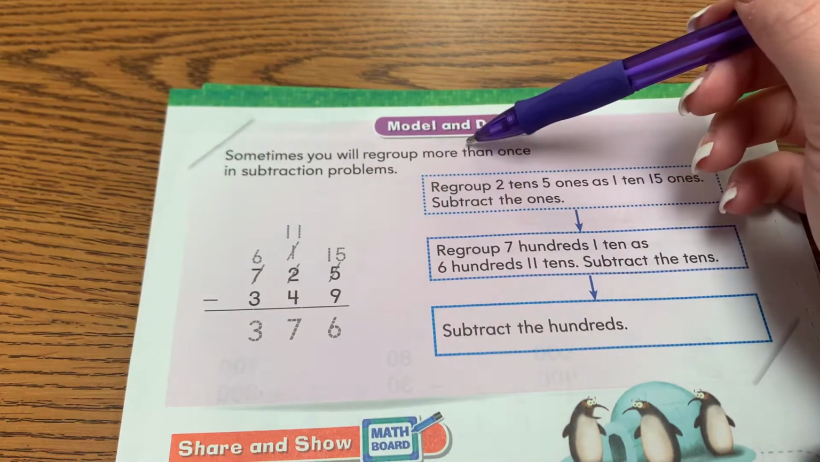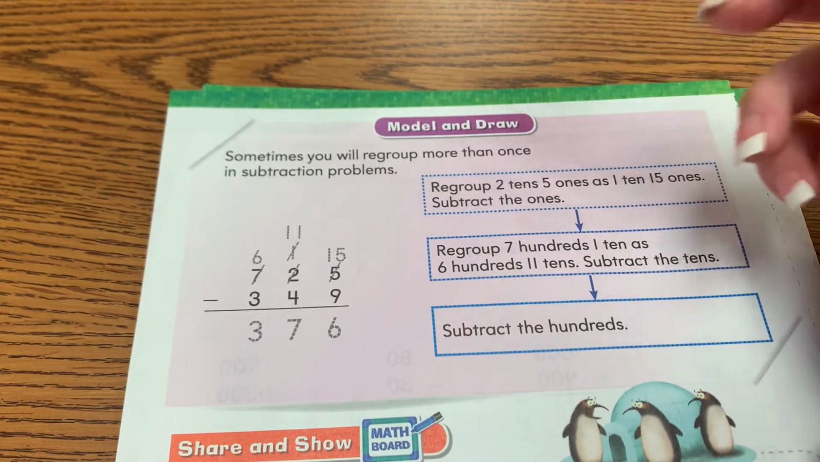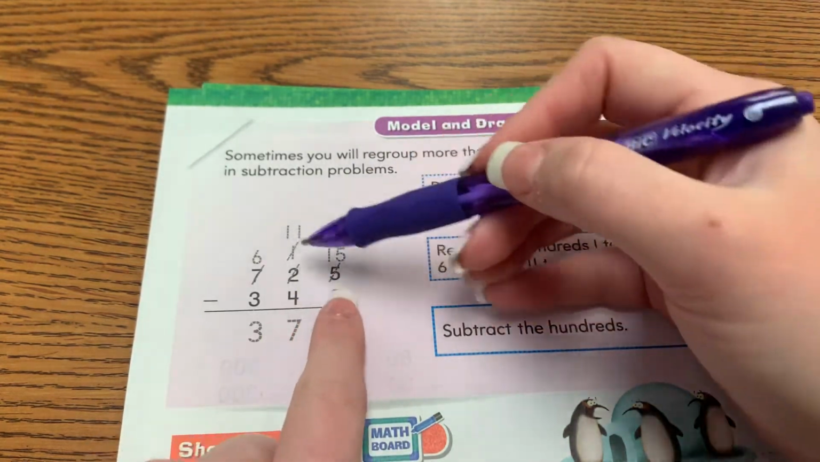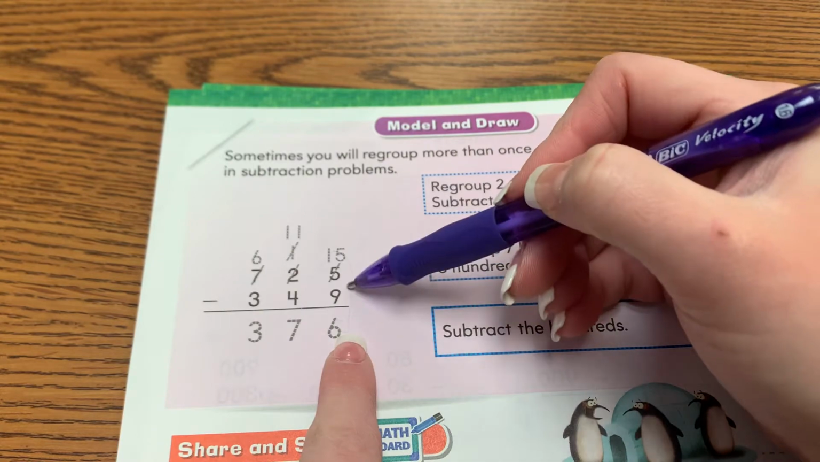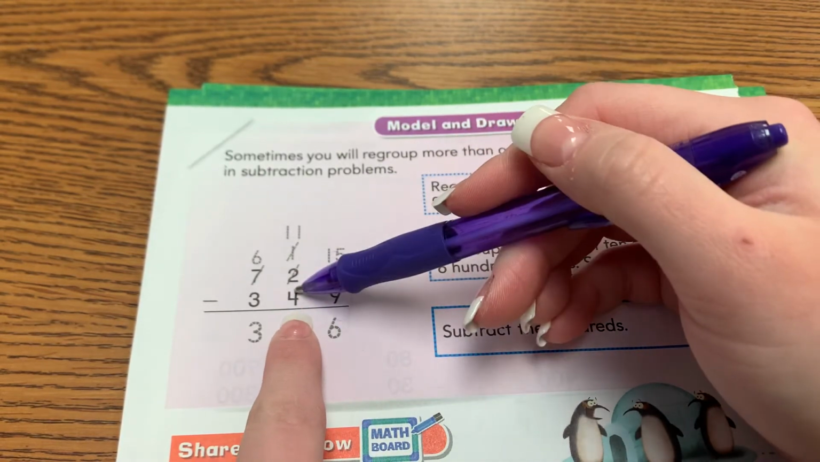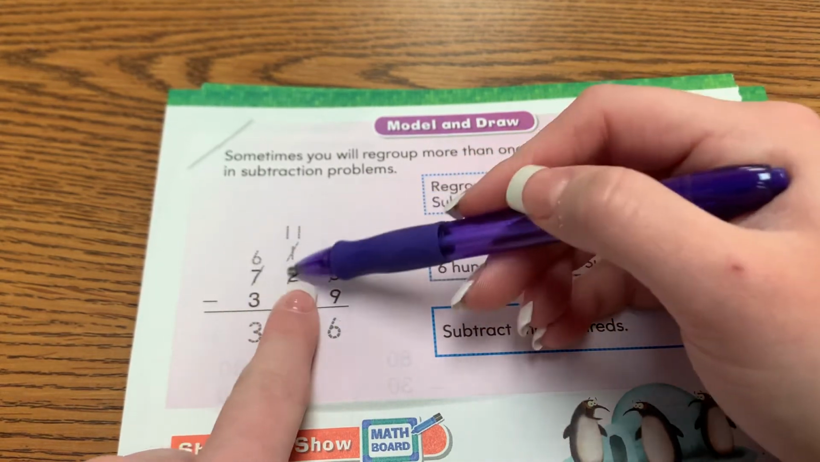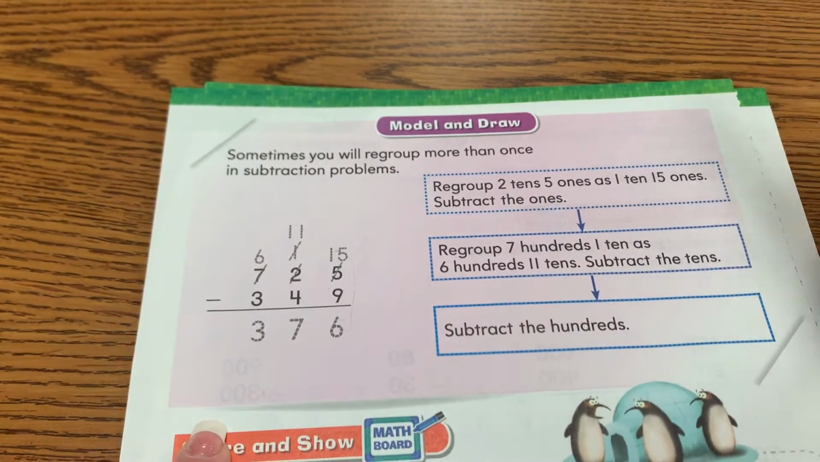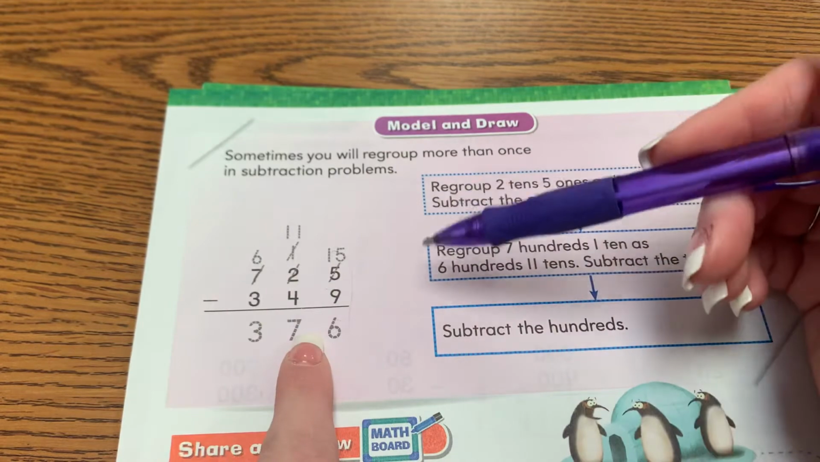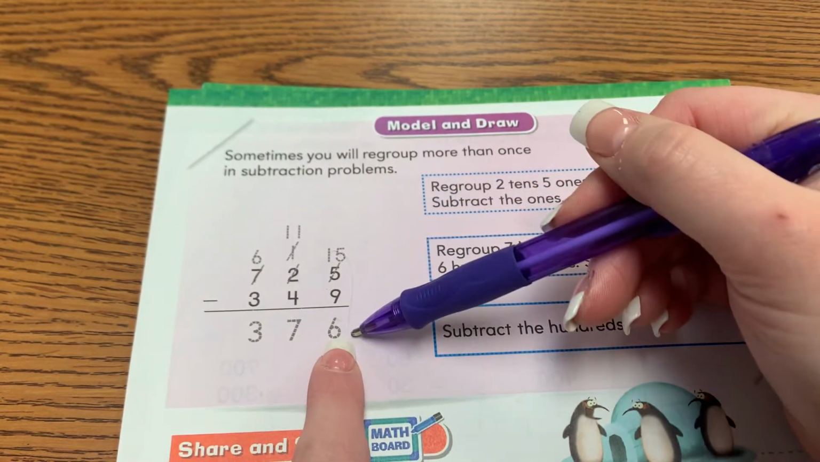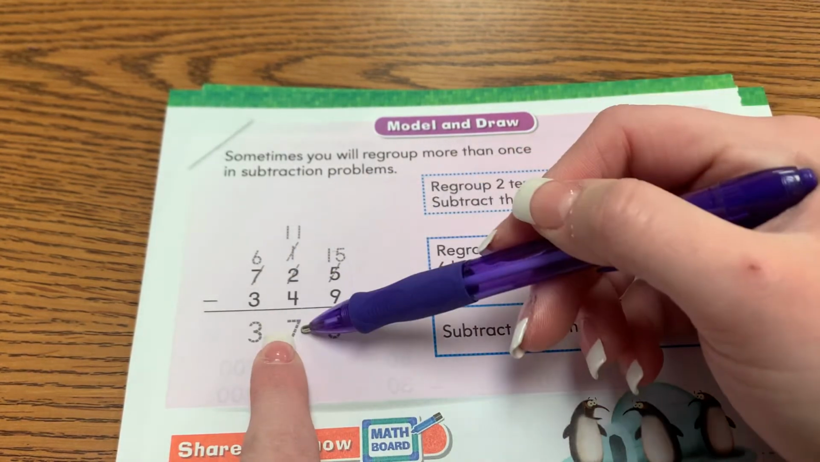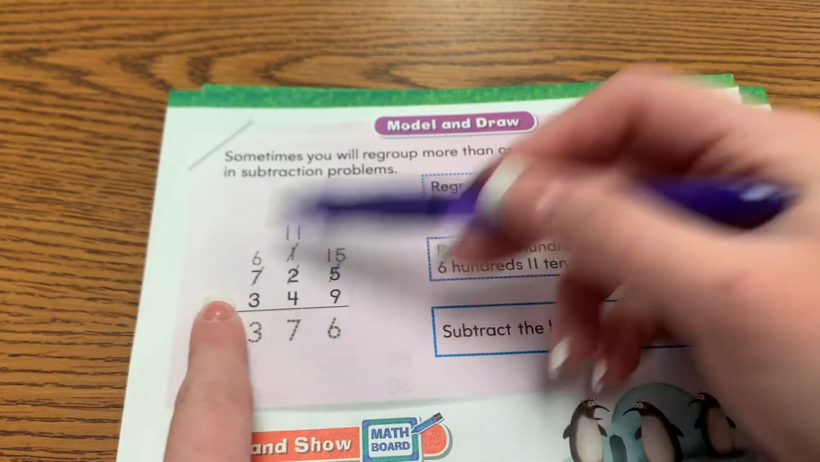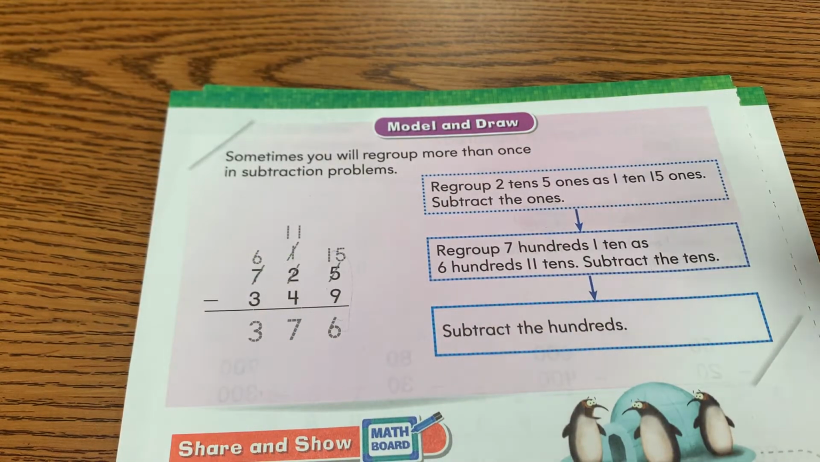Sometimes you'll regroup more than once in a subtraction problem. Yesterday we learned that sometimes we don't need to regroup in the ones place, but we need to regroup in the tens place, and then you have to use the hundreds place for that. However, today we're going to learn that sometimes you have to regroup twice. Sometimes you have to regroup in the ones place and the tens place, which then means you'll have to regroup in the hundreds place.